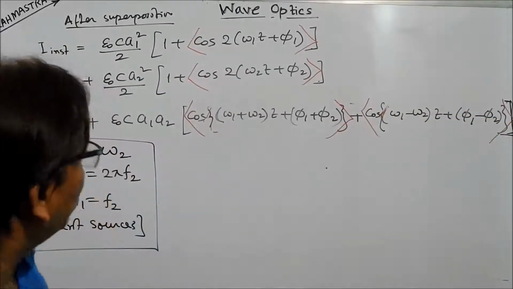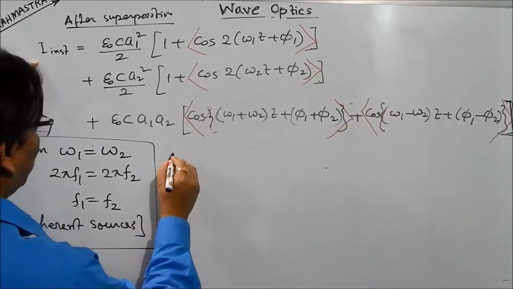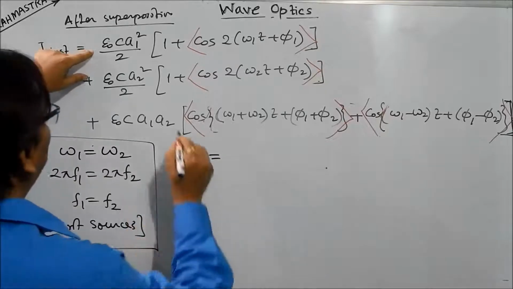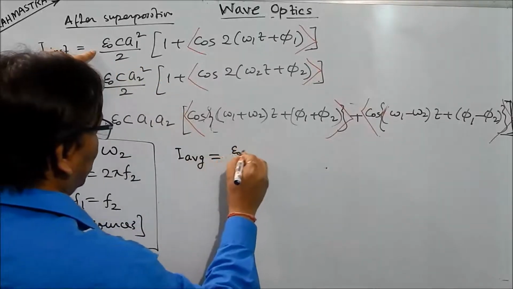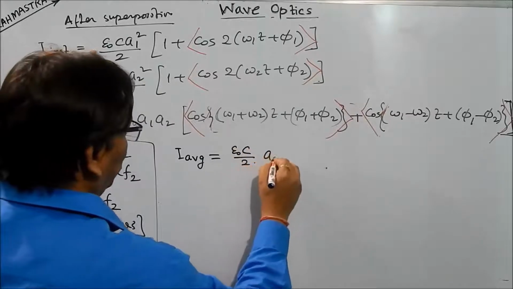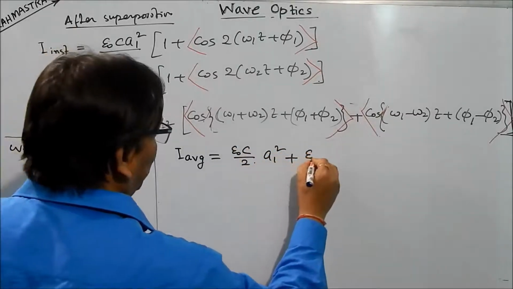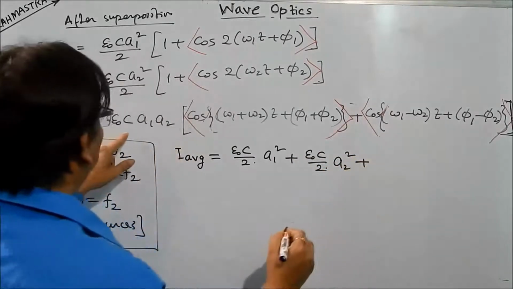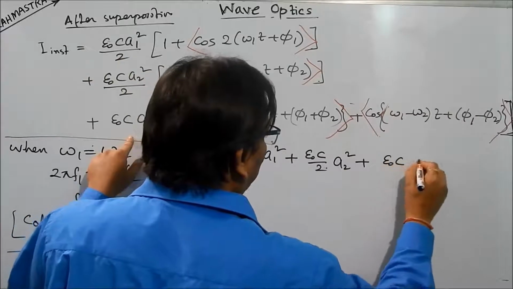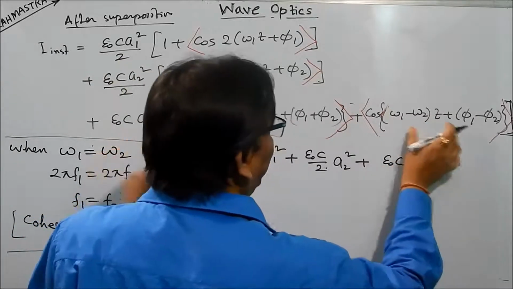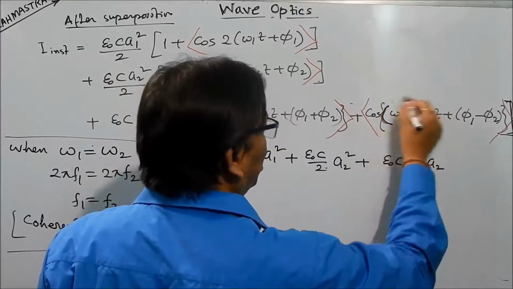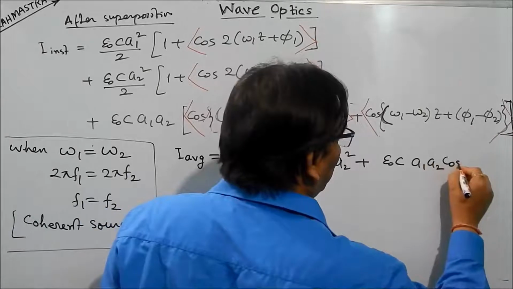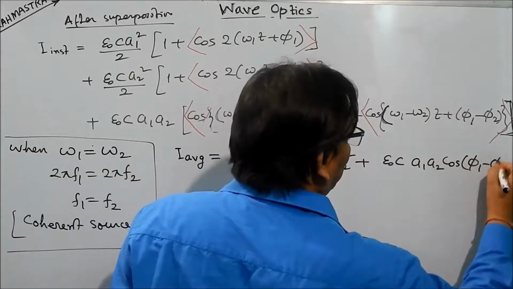So for coherent source, we are getting this result. This is called I average, I average means the time average. So you will have only this. So this is epsilon naught c by 2 a1 square plus epsilon naught c by 2 a2 square plus this thing. So this is epsilon naught c a1 a2 and cos of, so this part is 0 because omega 1 is equal to omega 2. So you are having only this part: cos of phi 1 minus phi 2.